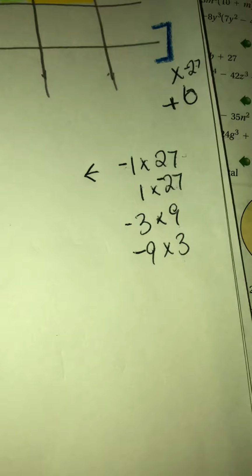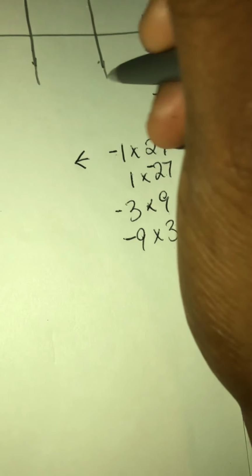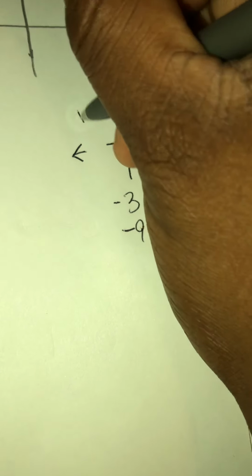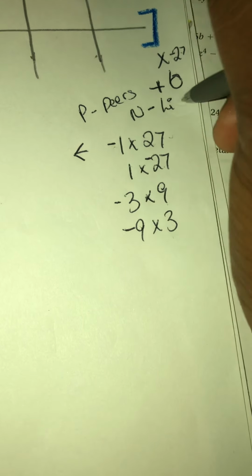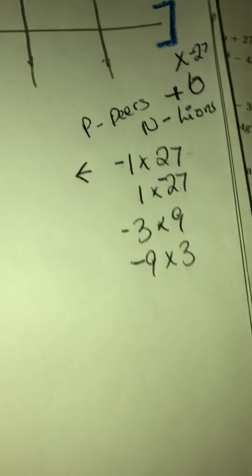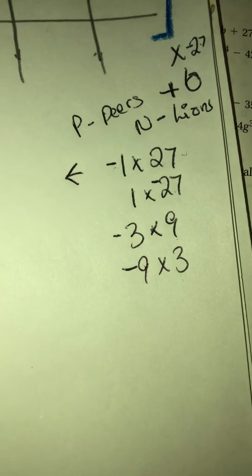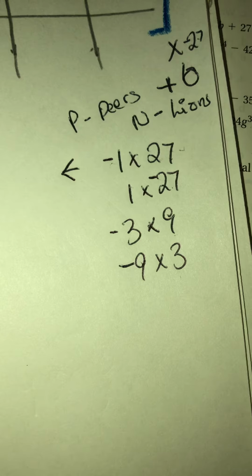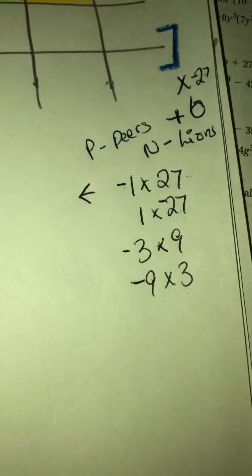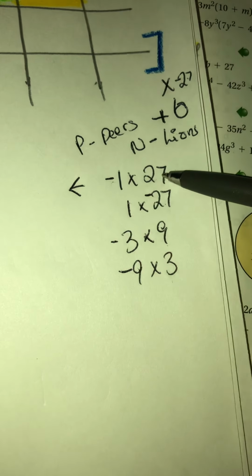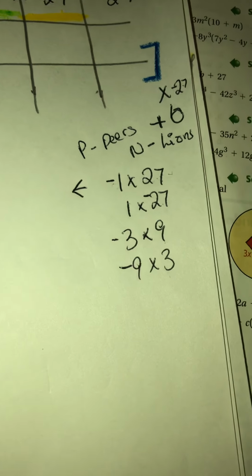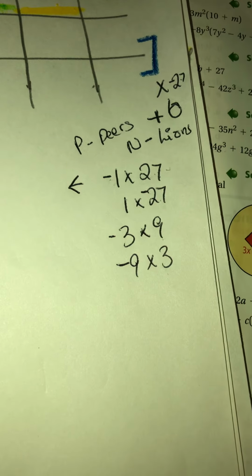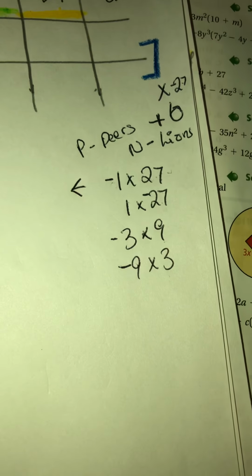So let's go back to our negative and positive numbers. If you remember, my positive is going to be deers and my negative is going to be lions. And when the lions and deers get together, they fight. And of course, the lions win. So if I have 27 deers and 1 lion, what is my answer going to be? Well, the lion and the deer take each other out.